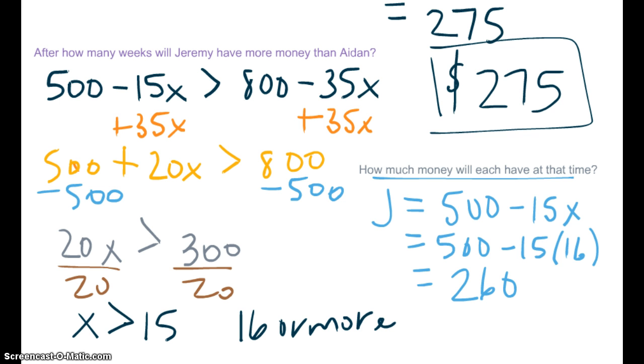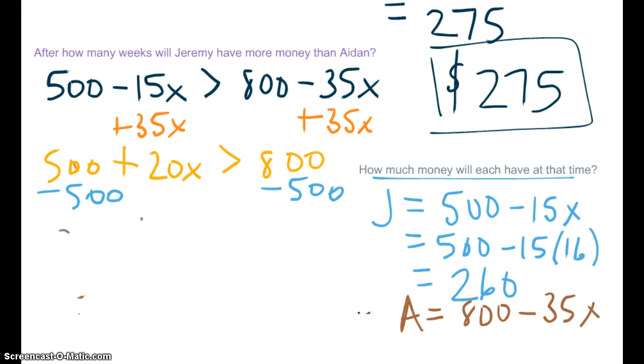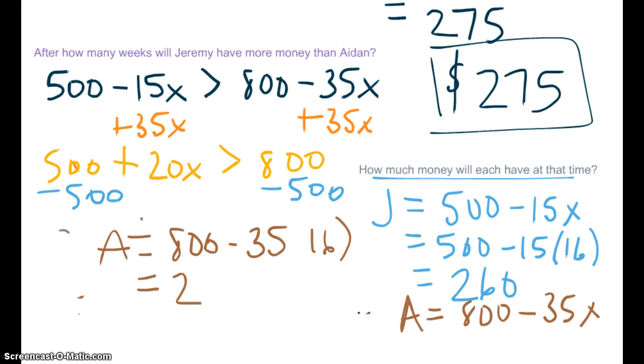Now, with Aiden, we're going to say 800 minus 35x, and I'm out of room. So I'm going to continue Aiden over here. So I'm going to say $800 minus 35 times 16 weeks, and Aiden should end up with $240. So how much money will they each have? Jeremy will have $260, and Aiden will have $240.